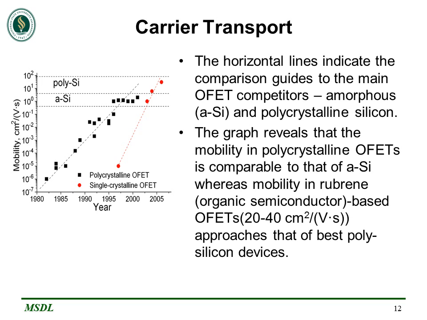The graph reveals that the mobility in polycrystalline organic field effect transistors is comparable to that of amorphous silicon, whereas mobility in organic semiconductor such as rubrene based organic field effect transistor approaches that of polysilicon devices.